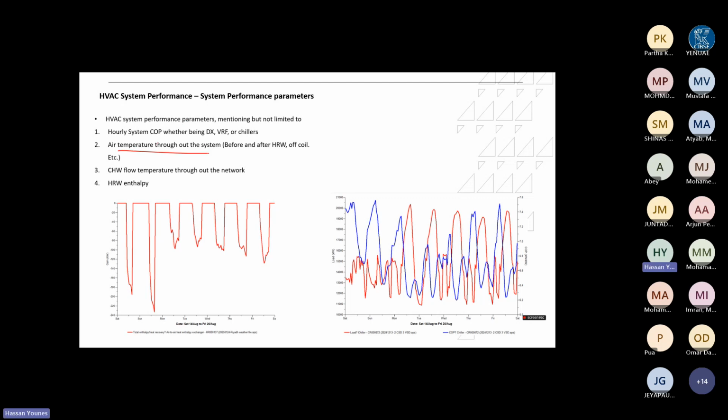What is the air temperature before the wheel, after the wheel? Is the wheel configured properly? What is the on-coil, off-coil? So you need to have a lot of components, and again, it depends on the software. Some of them will give you a lot of output, and you can dissect the information and figure out if it makes sense or not.